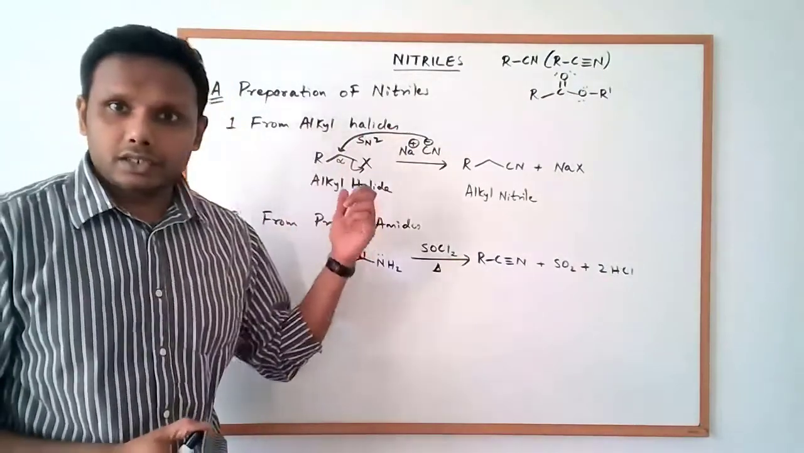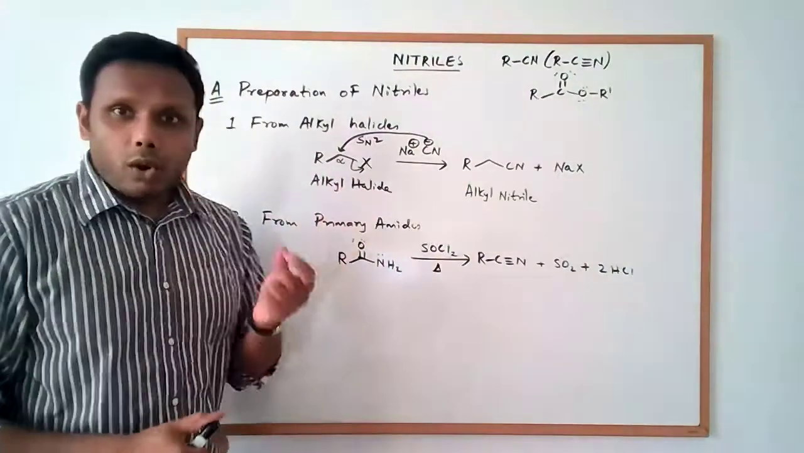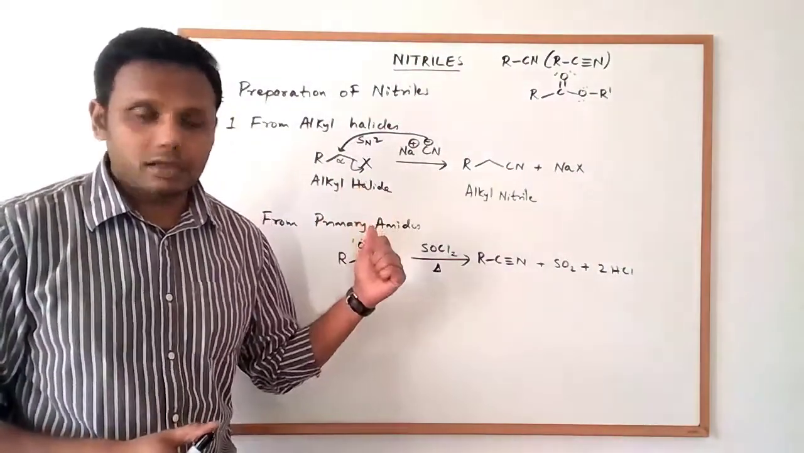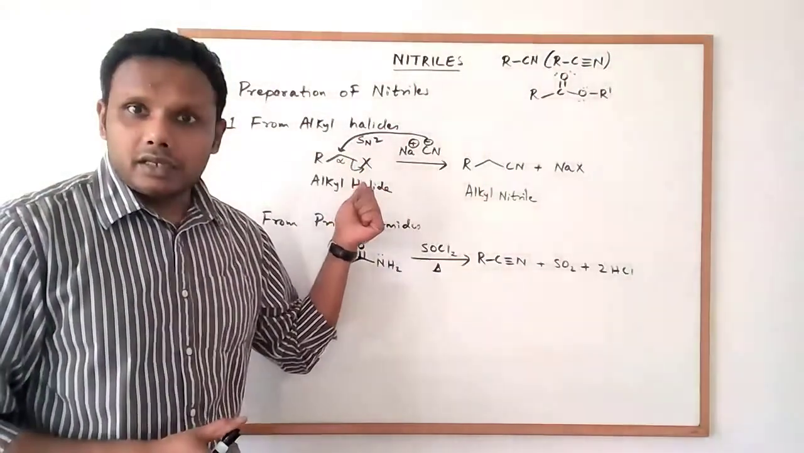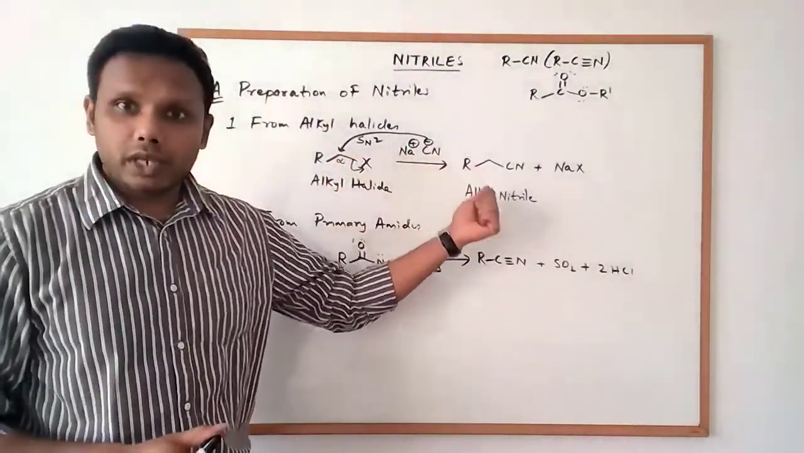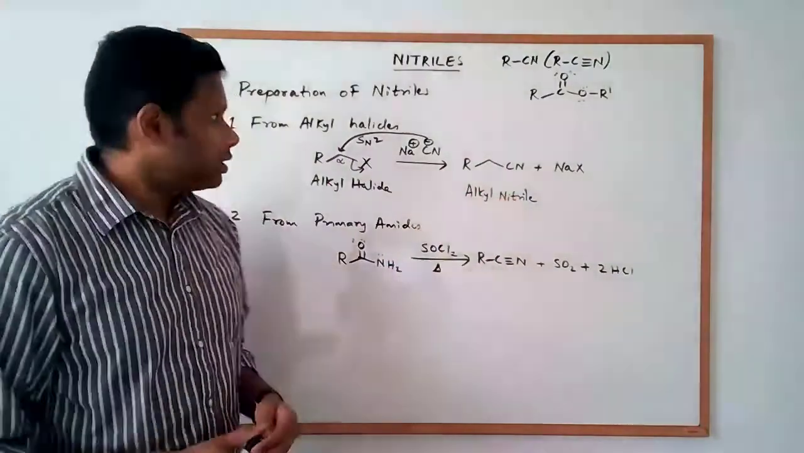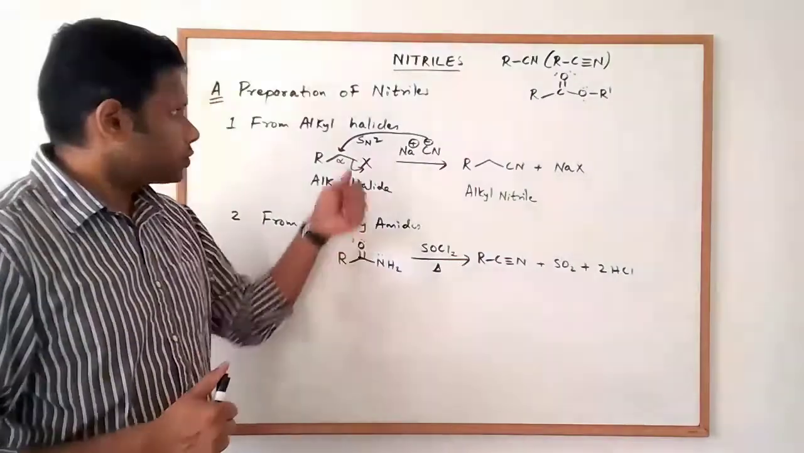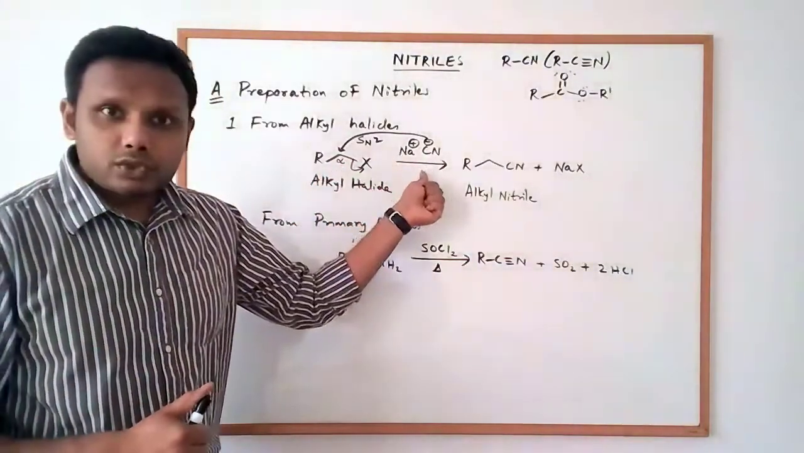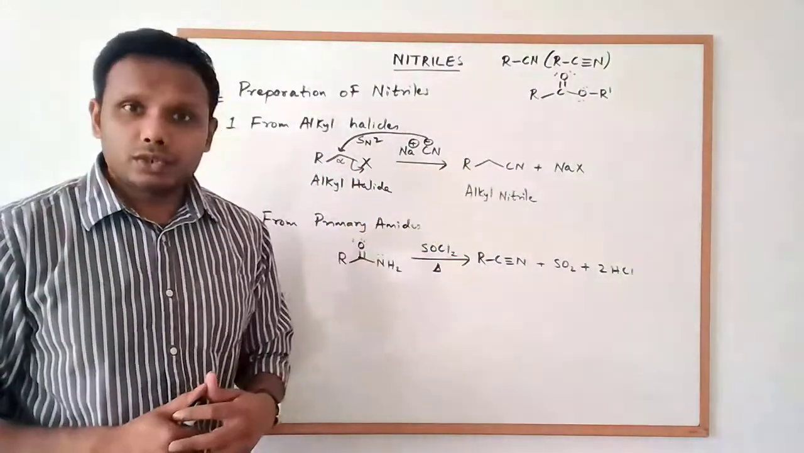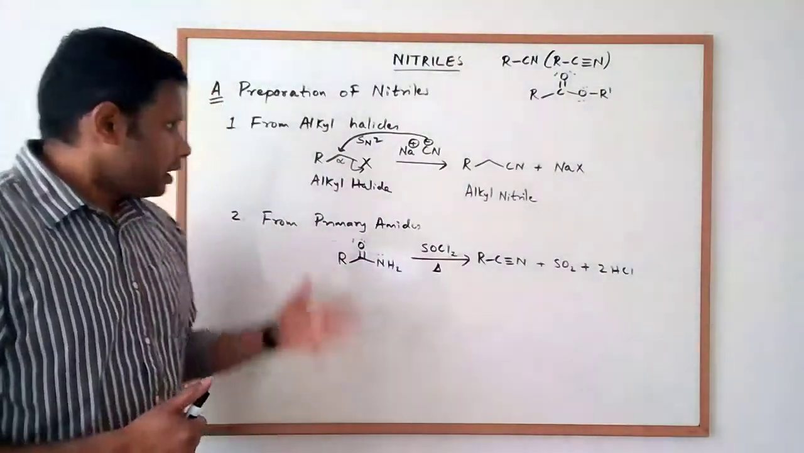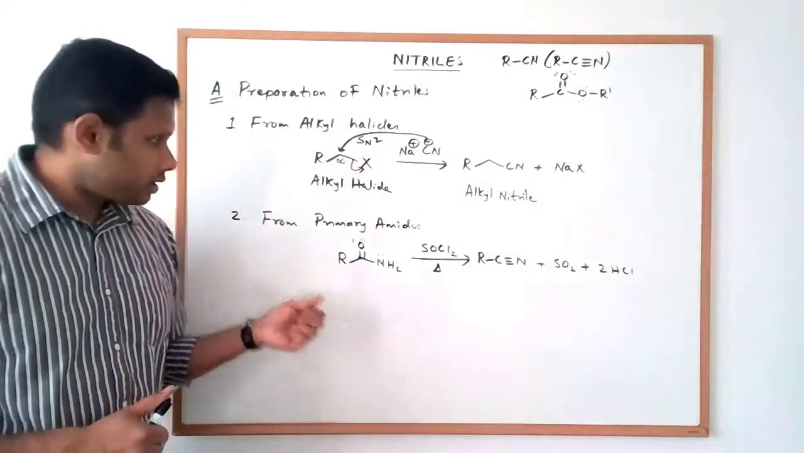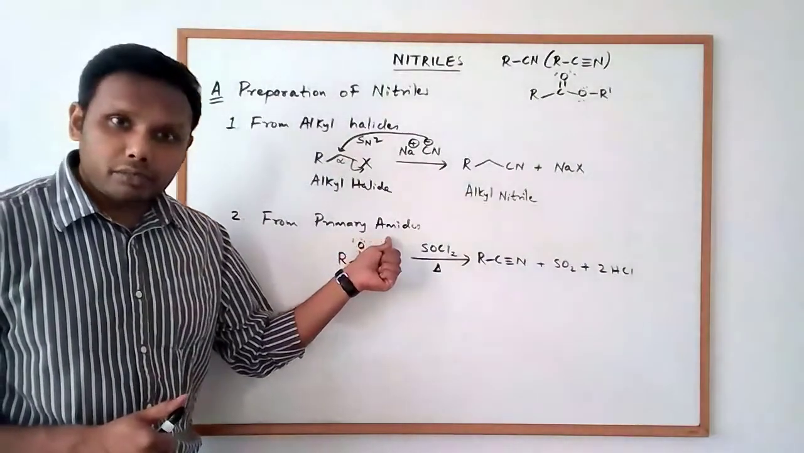And since this is an SN2 attack, everything that we know about SN2 reactions applies here, which means tertiary alkyl halides cannot be converted to nitriles using this chemistry, but primary and secondary alkyl halides should work fine. So alkyl halides, when they react with sodium cyanide, are converted into the alkyl nitrile. Another method for preparing nitriles starts from primary amides.